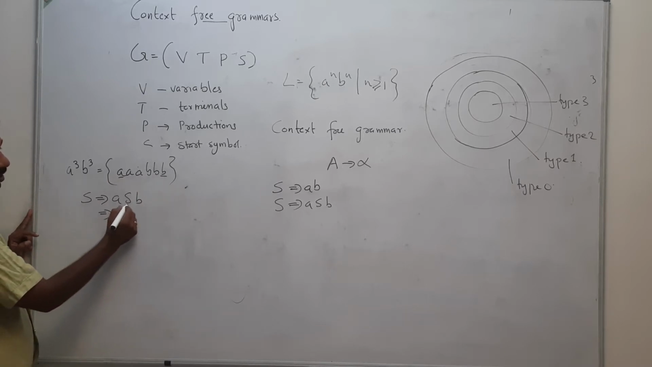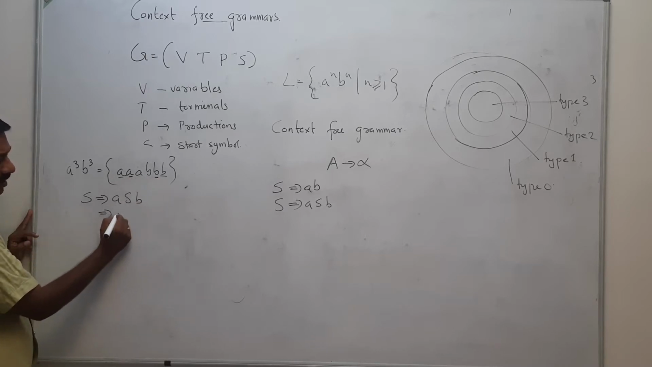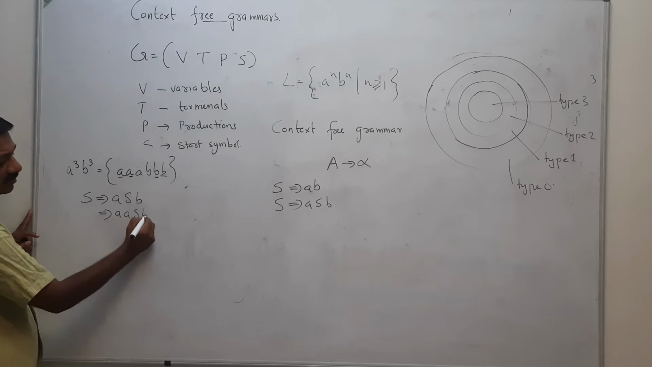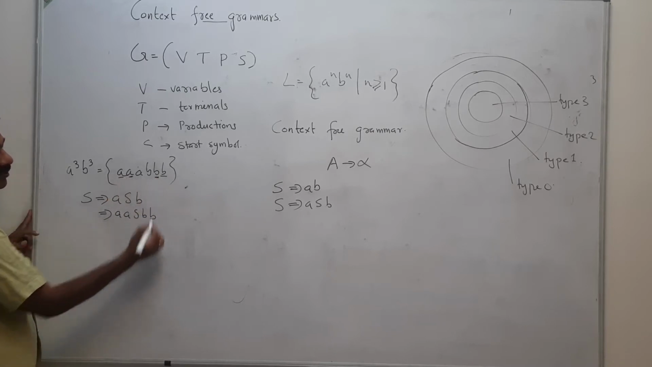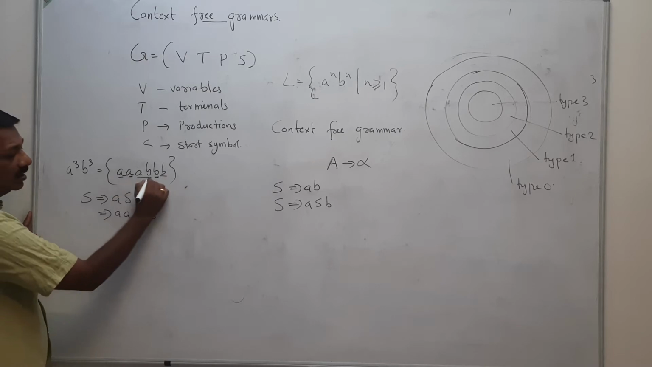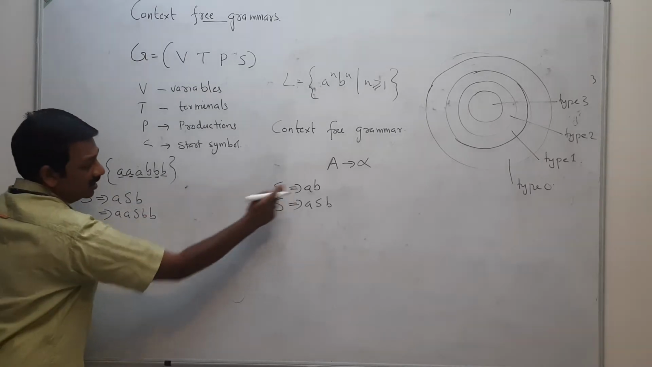Now we are going to expand and generate this a and this b. That is a S b b. Okay, now we have generated this a and this b. Again, you are going to generate this a b now.